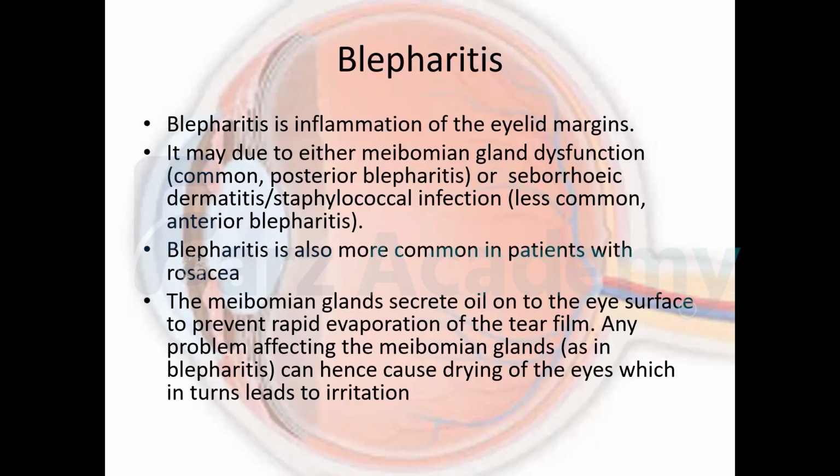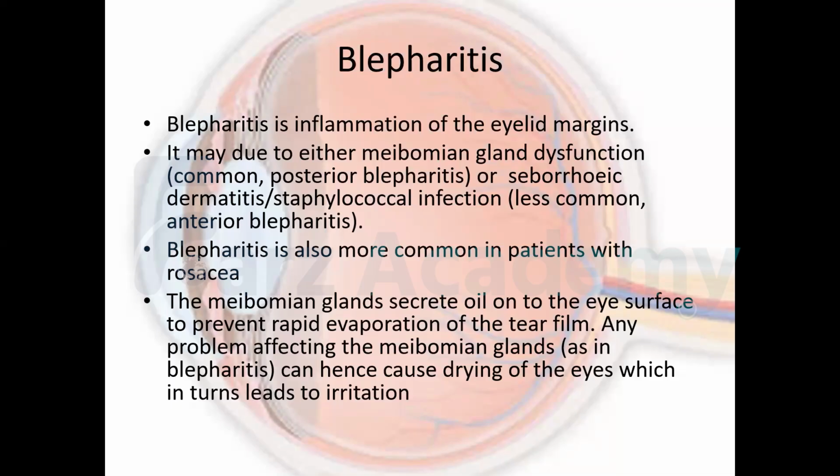Blepharitis is nothing but inflammation of the eyelid margins. It mainly occurs either due to meibomian gland dysfunction or seborrheic gland dysfunction. The most common is meibomian gland dysfunction, and it mostly causes posterior blepharitis. Seborrheic dermatitis or staphylococcal infections usually cause anterior blepharitis, which is mainly because of seborrheic gland dysfunction. It is also commonly seen in patients with acne rosacea. We had discussed what rosacea is in our dermatology session.